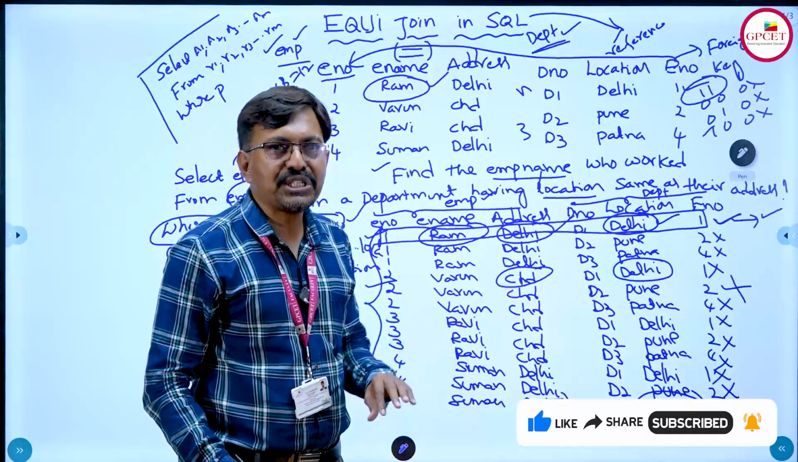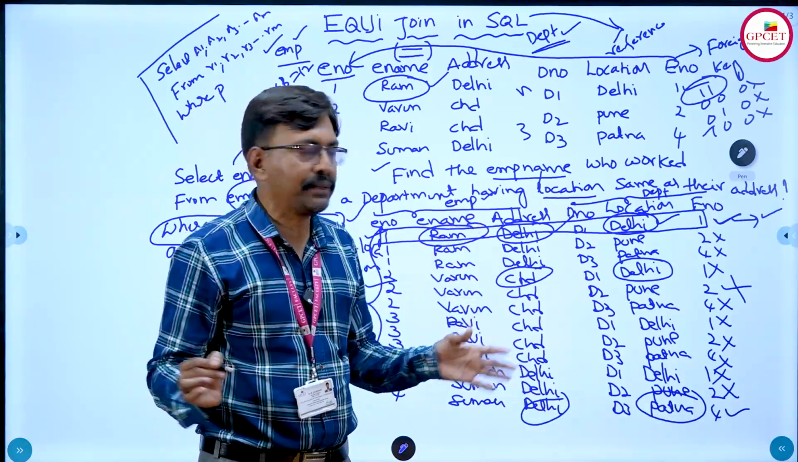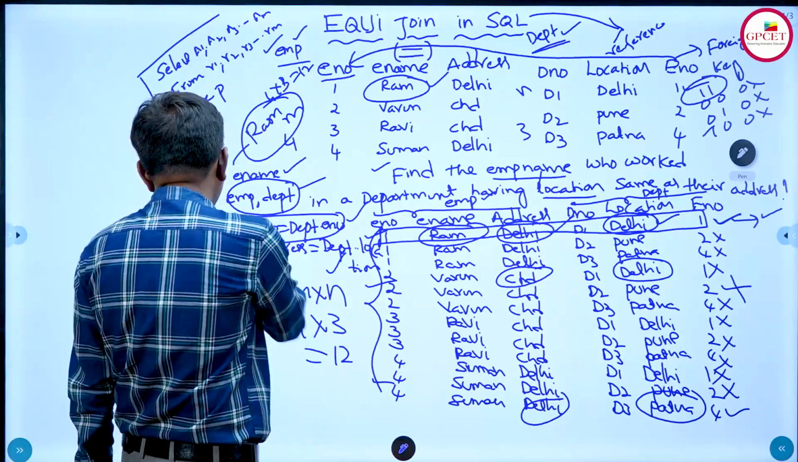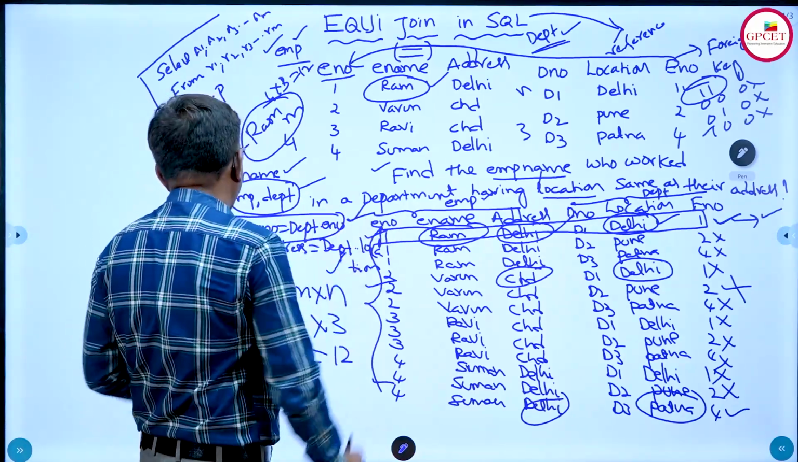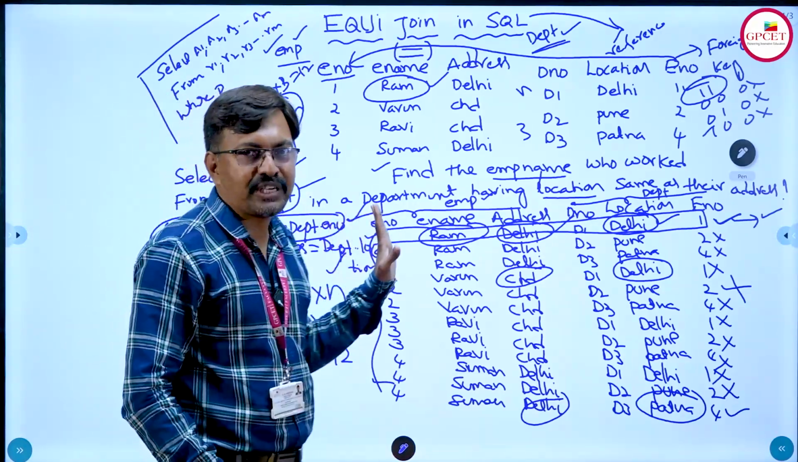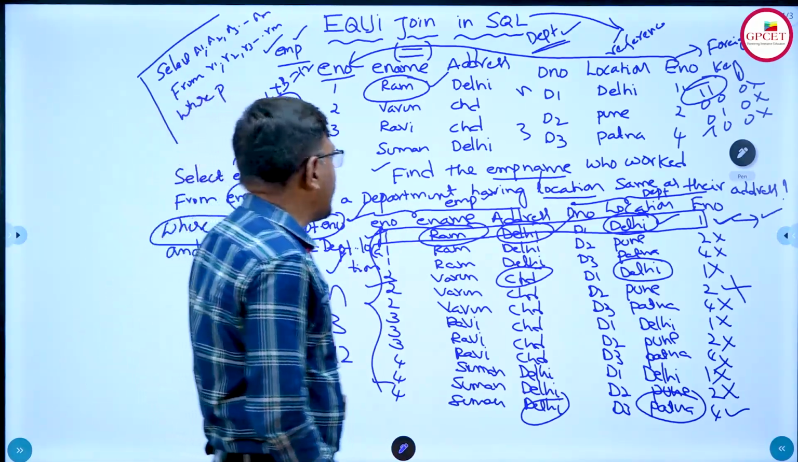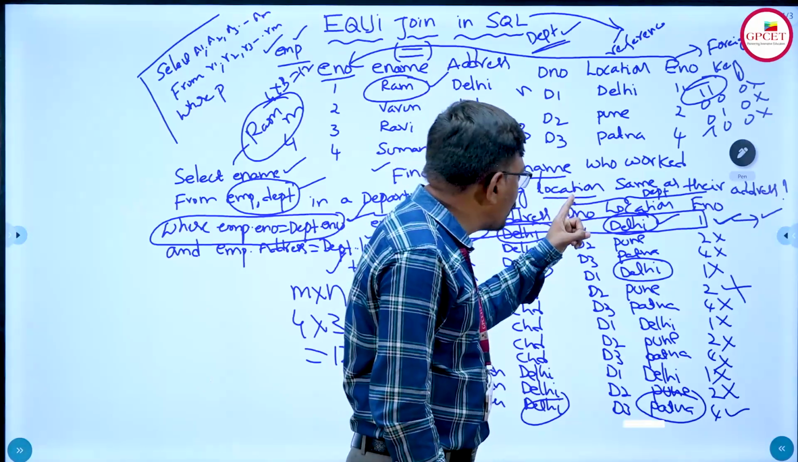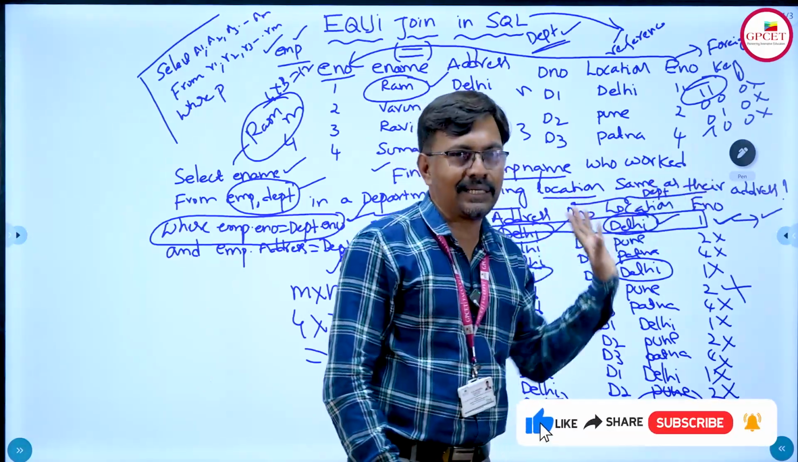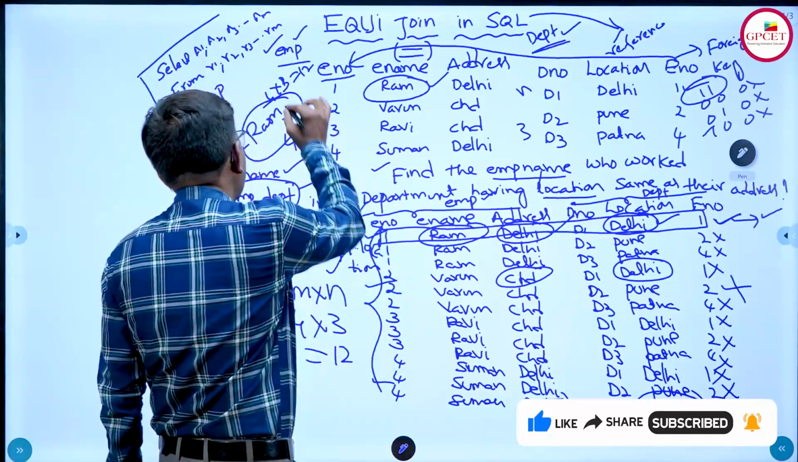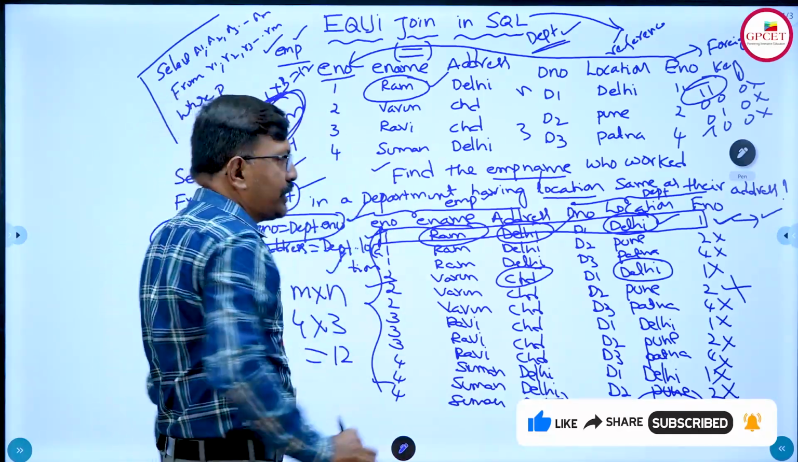Okay, join operation is nothing but cross product plus condition. What is here? EMP, department, we apply cross product internally, where EMP.E number equal to department.E number. That is the first condition. Whereas the second condition, EMP.address equal to department.location. Why? Because having location same as their address. Based on the query, we can get the result, Ram. This is the Equi Join operation.